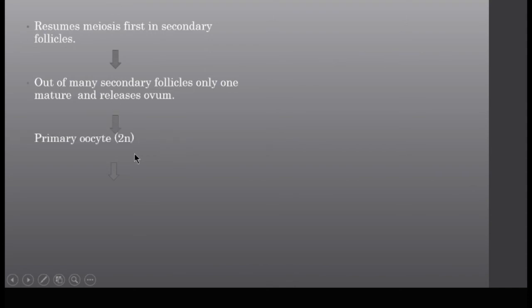Okay, a primary oocyte is formed, and this primary oocyte completes its meiosis first. So in this way, the primary oocyte completes meiosis first, and after the completion of meiosis first, the secondary oocyte is formed. How this process or mechanism of cell division takes place with this oocyte, we will see in detail when we see oogenesis. That oogenesis also we will see in further videos.